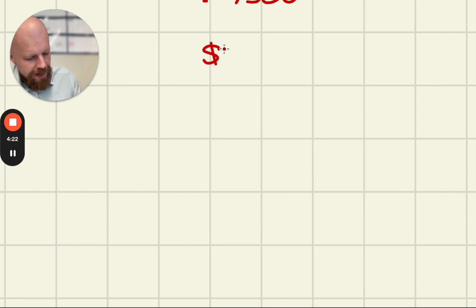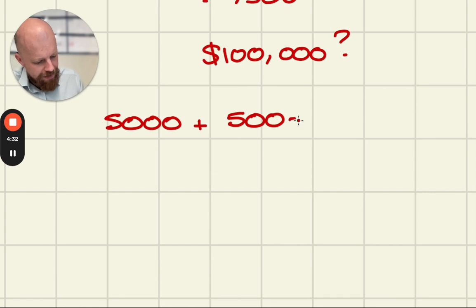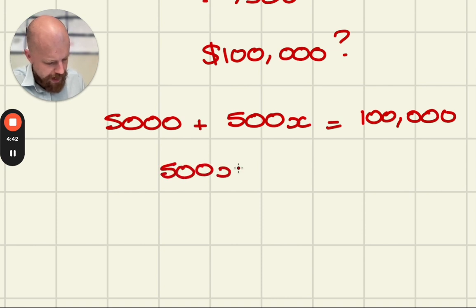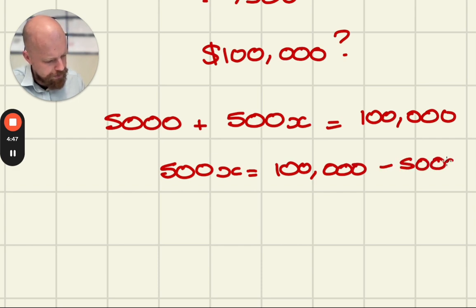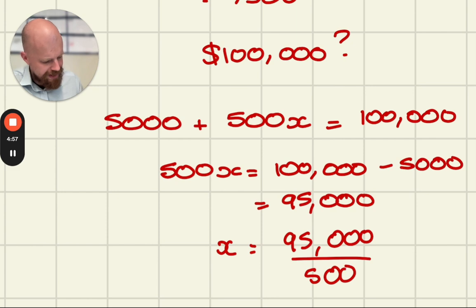Let's say I wanted to know how long it would take to make $100,000. So how long will it be until I get $100,000 in my account? Well, I have my $5,000 initially, and each year I'm getting $500, and I'm going to have x number of years to make $100,000. So what we're going to do is we'll subtract the 5,000, we'll solve this equation. 500x is 100,000 minus 5,000, which is 95,000. You can divide through by 500 and be left with 19.